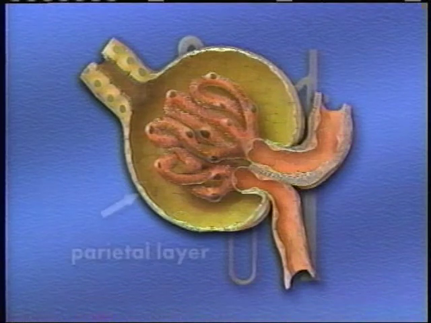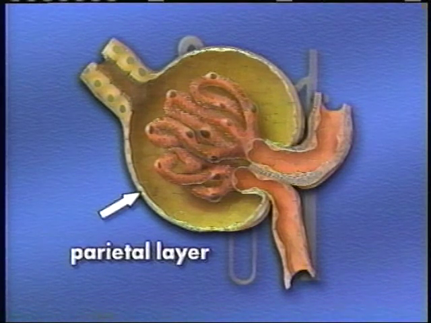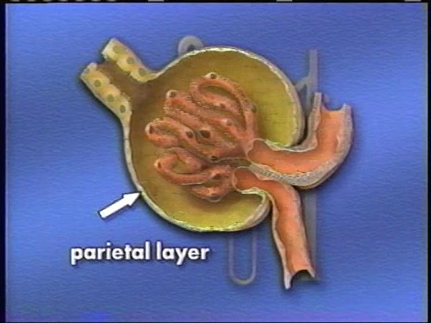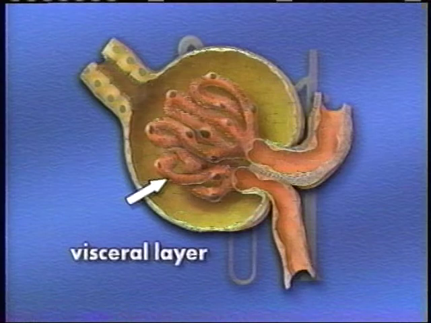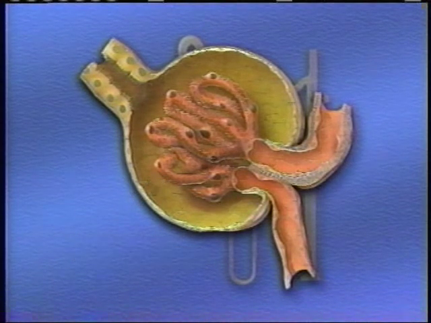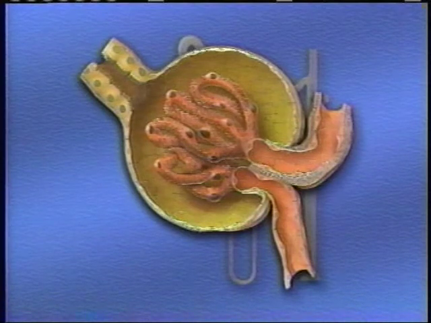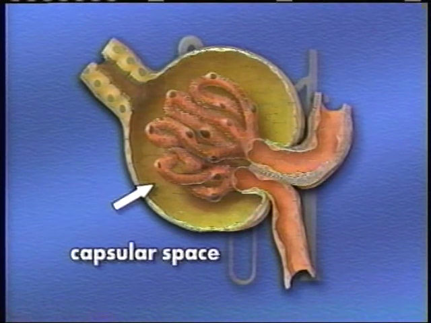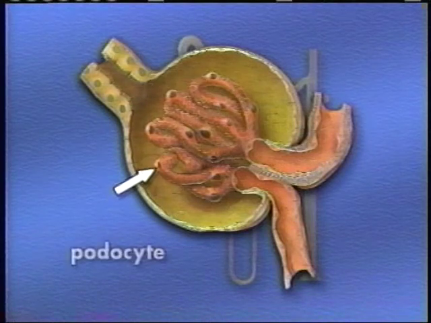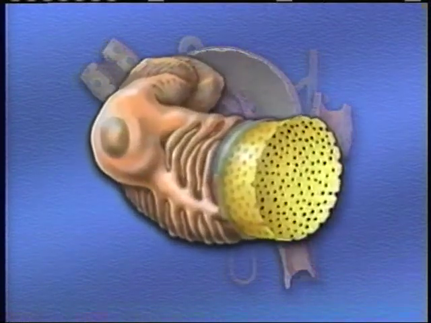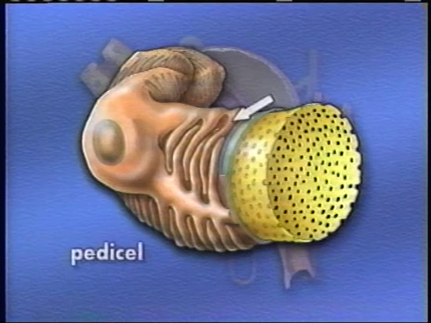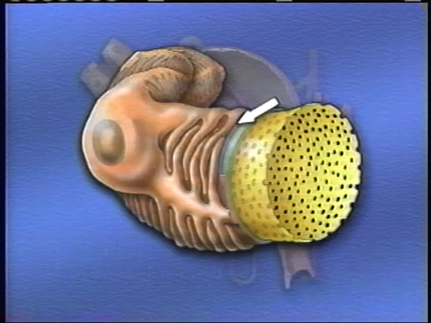The outer or parietal layer of the glomerular capsule is formed by a continuous layer of simple squamous epithelium. The inner or visceral layer lies adjacent to the glomerulus within the capsule. This visceral layer is modified to allow filtration of the blood into the capsular space and is mostly made up of cells called podocytes. The podocytes have many foot-like structures called pedicels, which surround the glomerulus and share its basement membrane.